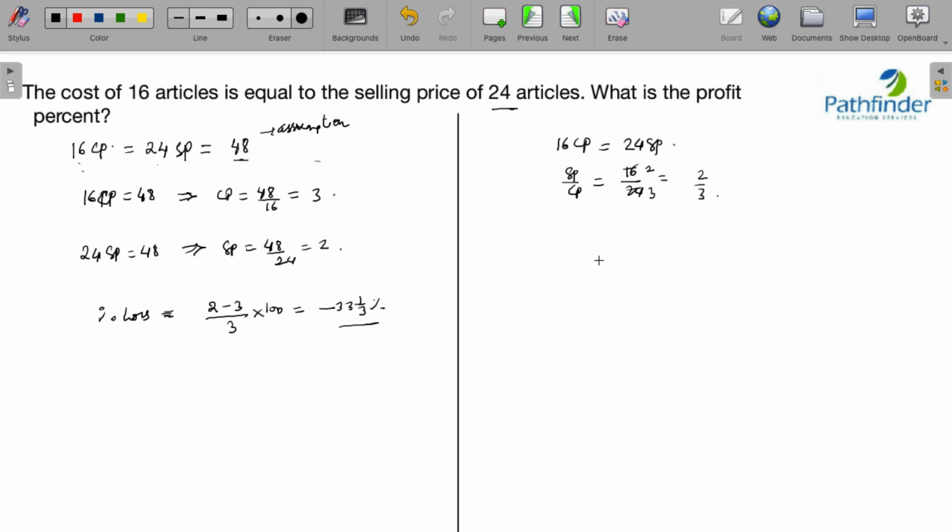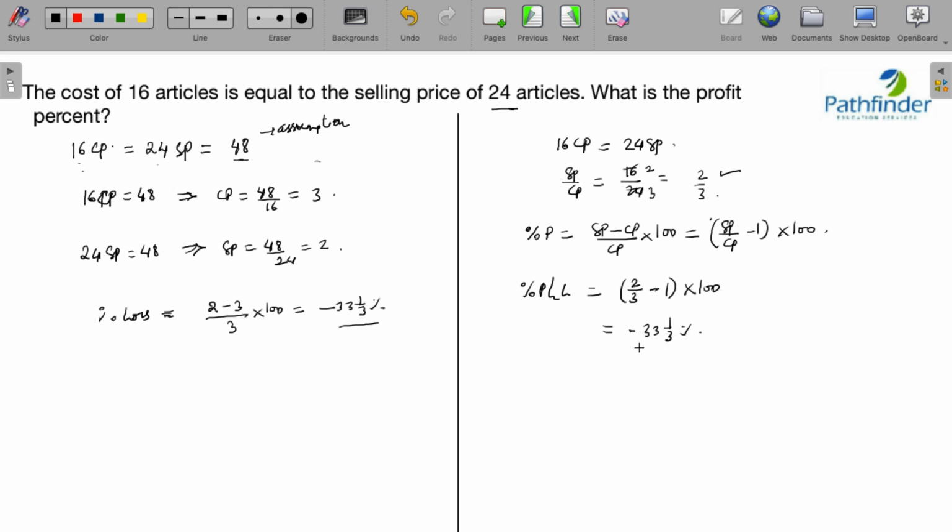Now if you remember, the formula for percentage profit is SP minus CP upon CP into 100, and I can simplify this as SP by CP minus 1 into 100. So percentage profit slash loss, now we have the ratio of SP by CP as 2 by 3, so I'll simply substitute 2 by 3 minus 1 into 100, and I'll again get minus 33 1 by 3%.